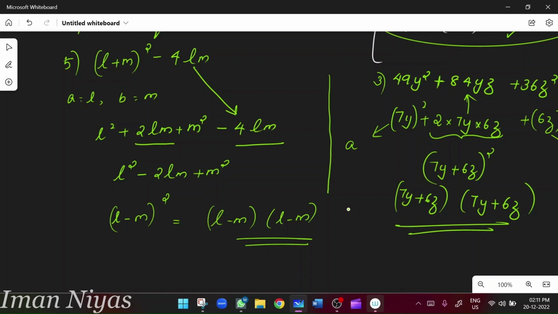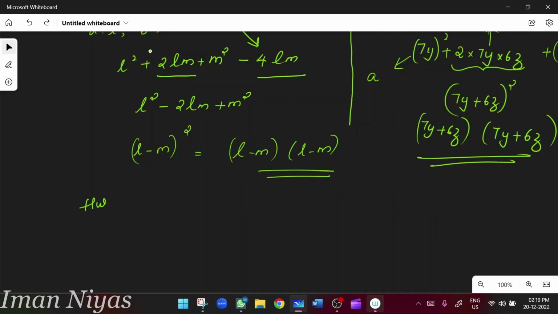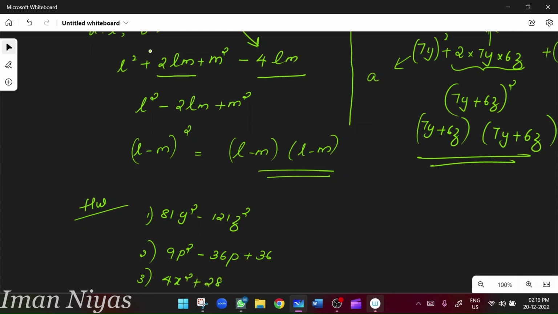So now let me give you a few homework questions to do. So first homework is 81y square minus 121z square. So try this one. Second one is 9p square minus 36p plus 36, and the third one is 4x squared plus 28x plus 49. Try all these questions as homework.